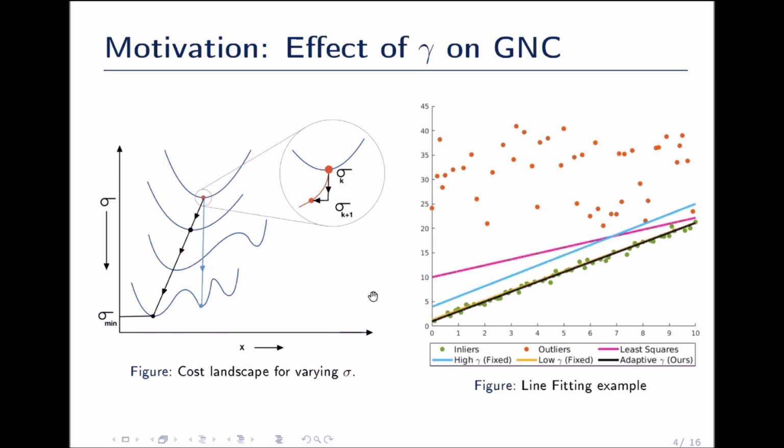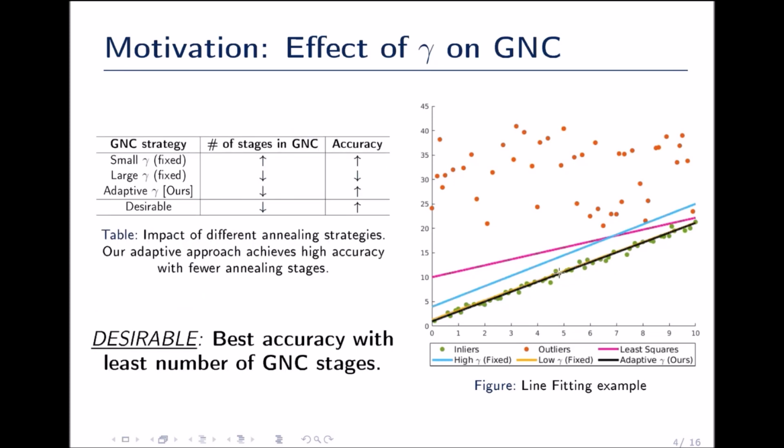On the other hand, using a small gamma leads to very slow annealing, wherein the number of GNC stages is high, but we can stay in the same basin of the minima throughout the annealing schedule, leading to an accurate solution, as evident from the yellow line on the right, which is aligned with the inlier observations. Thus, we desire an annealing schedule which gives us the best accuracy in the minimum number of GNC stages.